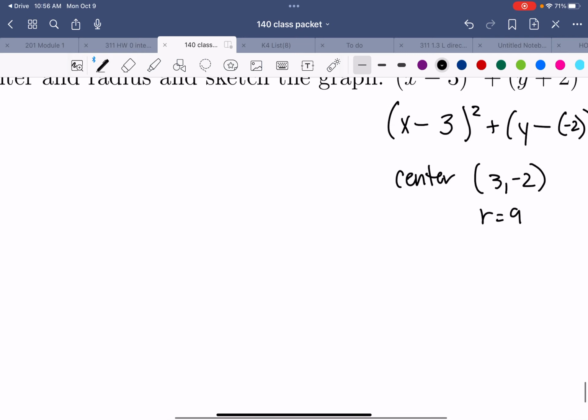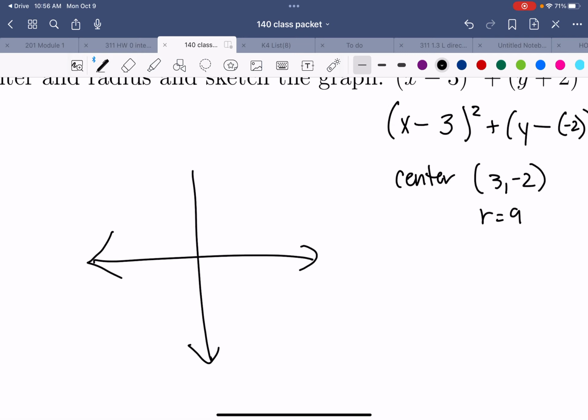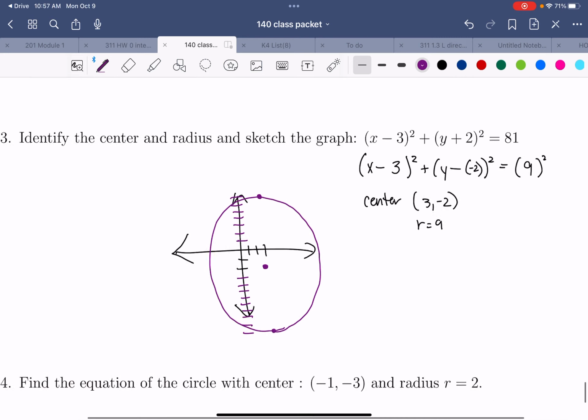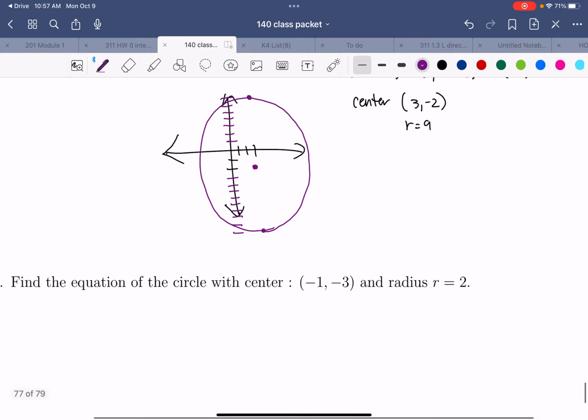So when I sketch this, I want my center at 3, negative 2. So I want my center right here, and it's going to have a radius of 9. So I'm just going to go up and down 9 and draw a circle that way. We're sketching here. So 1, 2, 3, 4, 5, 6, 7, 8, 9. So my next point would be up here. And 1, 2, 3, 4, 5, 6, 7, 8, 9 down here. So we're just going to connect this as a circle the best that I can. They're not going to be pretty.